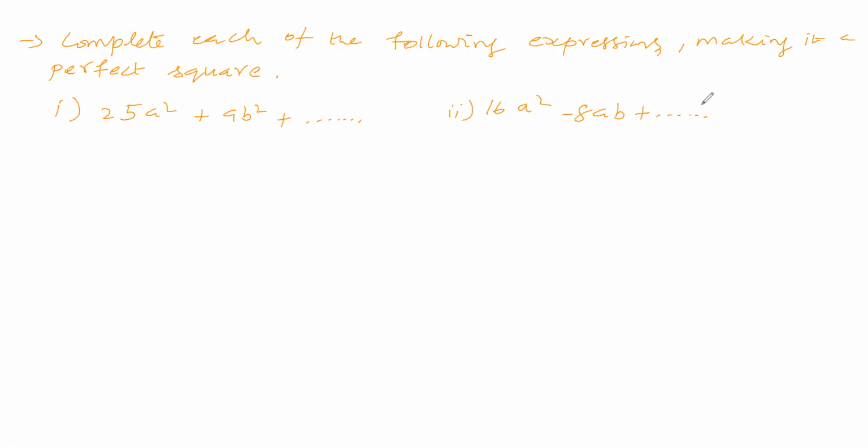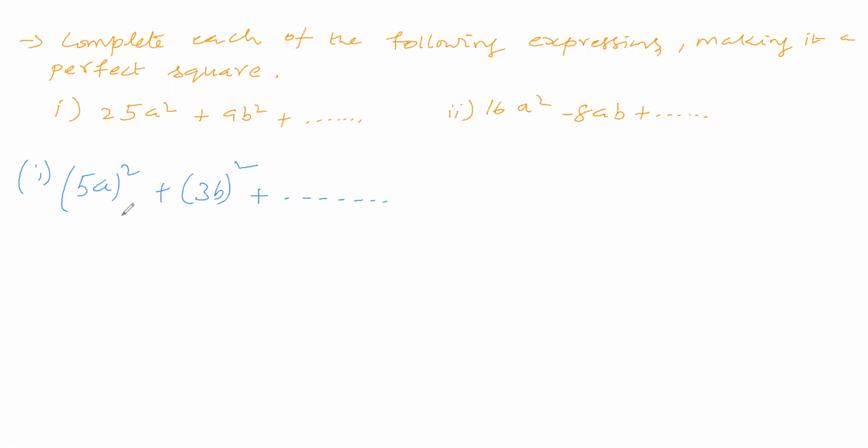So how to simplify this? That we will see. Now first subdivision we will take. We have taken 25a square, we will write it as 5a whole square. 9b square we will write it as 3b whole square. Plus here we have written like this. So now we will bring a formula.